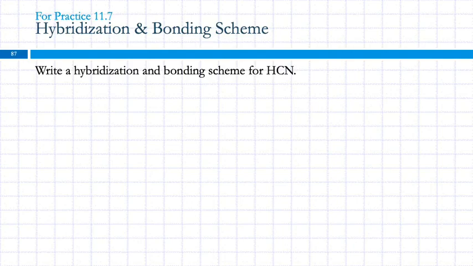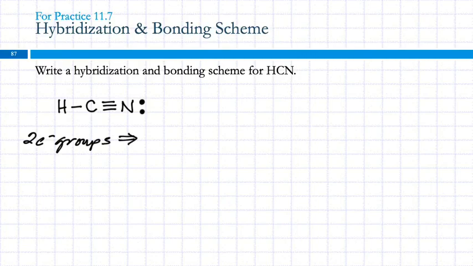Let's do another one. Write a hybridization and bonding scheme for HCN. Again, we have to start with the Lewis structure. The point of this is not to teach Lewis structure, so I'm going to do that pretty quickly. There's the Lewis structure. There's one central atom, right? How many electron groups? 2, right? So what's the hybridization scheme? SP.